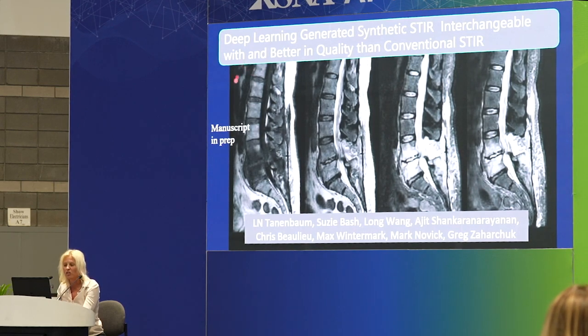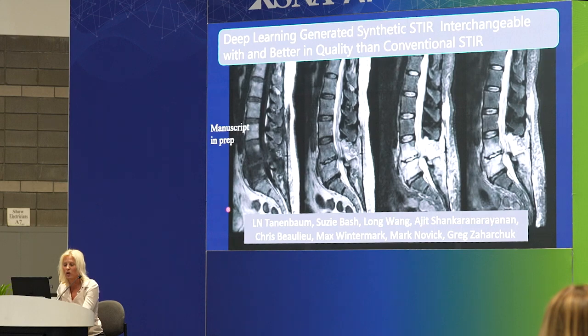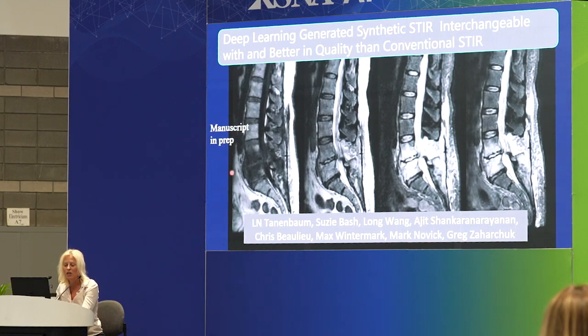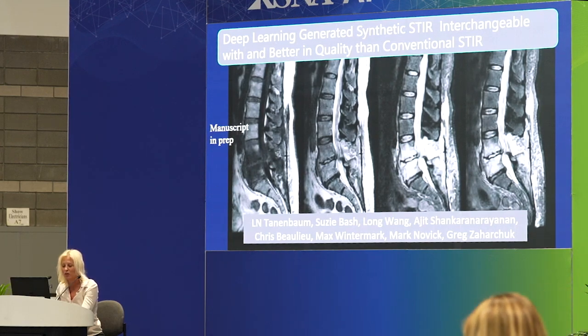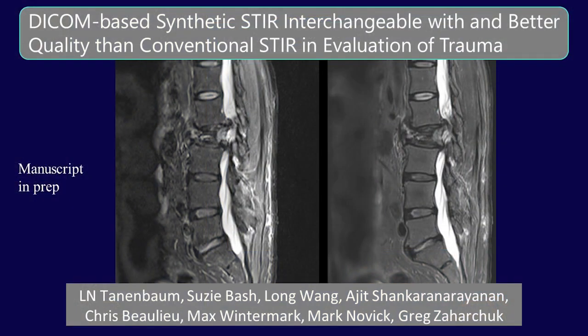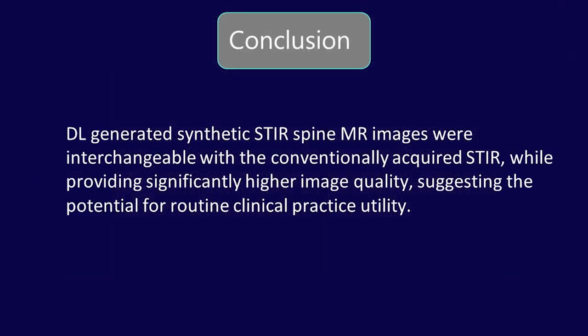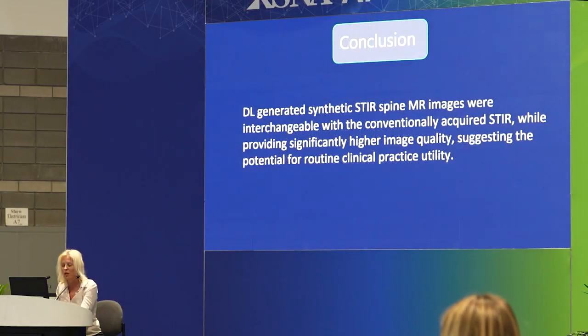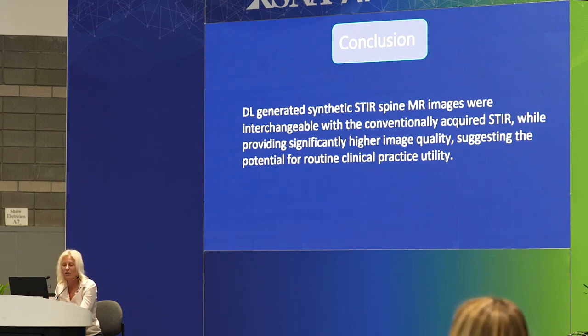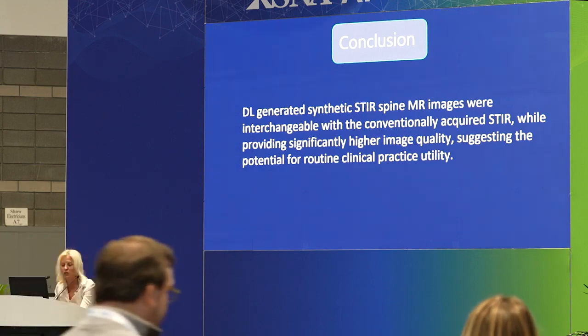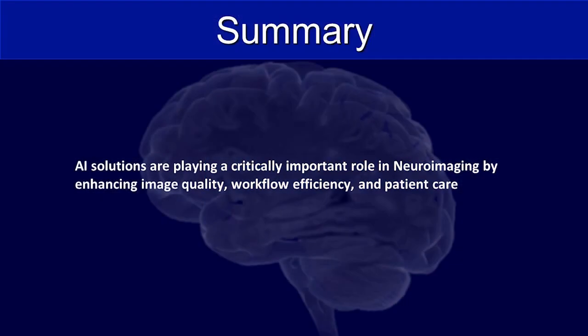This is one, deep learning generated synthetic STIR is interchangeable with and better in quality than conventional STIRs. We're just starting to write the manuscript here on these. And then we also looked at a subpopulation of trauma patients, really looking very closely at the lesions to see if they look the same. And what we found for both of these trials is that DL-generated synthetic STIR spine MR images were interchangeable with conventionally acquired STIR, but really providing a significantly higher image quality, suggesting the potential for routine clinical practice utility.